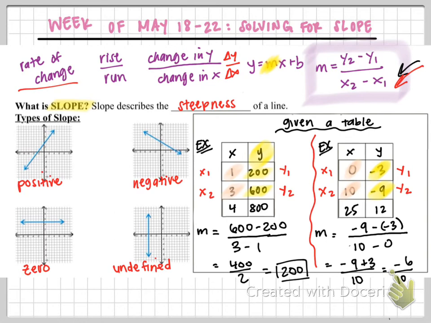I notice that both the top and bottom are even numbers, so I can go ahead and divide both the top and bottom by 2 to simplify even more. So negative 6 divided by 2 gives me negative 3. And then 10 divided by 2 gives me 5. So my final answer, my slope, is negative 3 over 5.